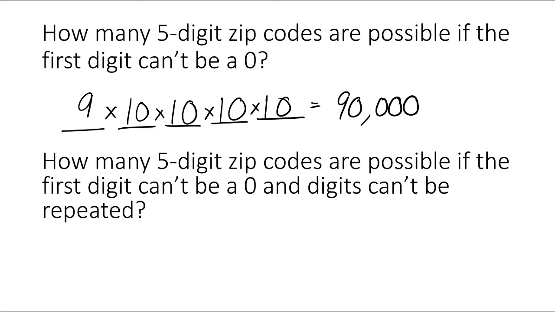Our last example with the multiplication principle is how many 5-digit zip codes are possible if the first digit can't be 0 and digits can't be repeated. All right, so 5 digits.